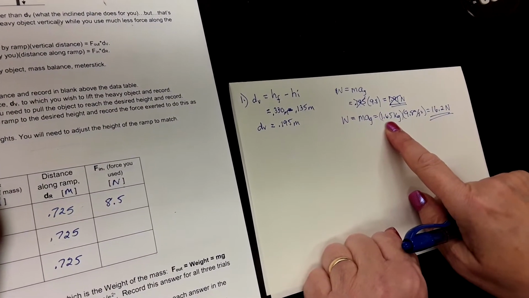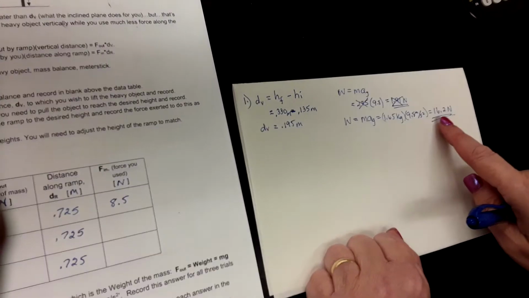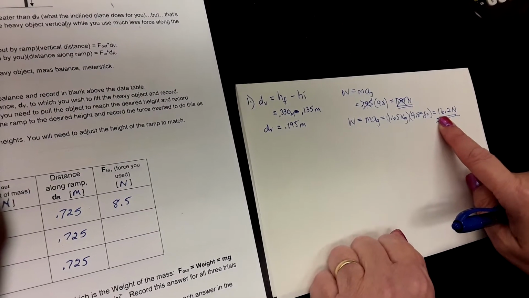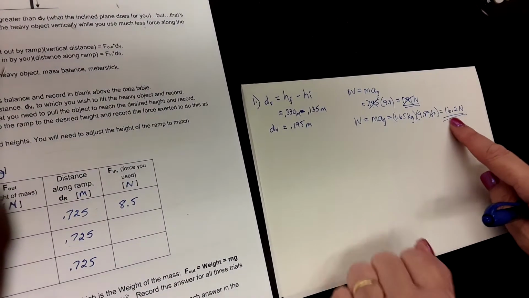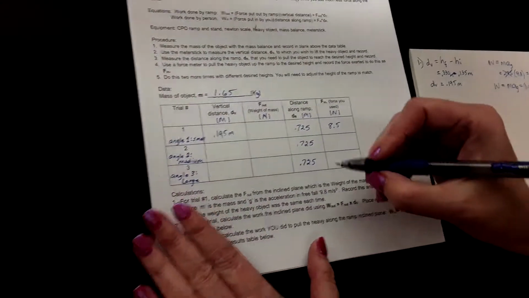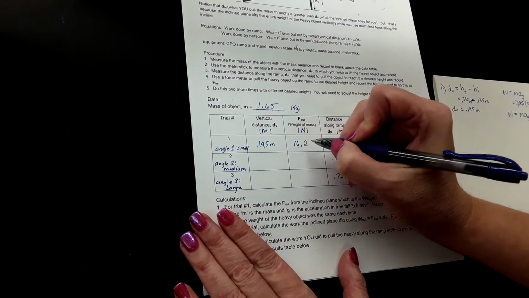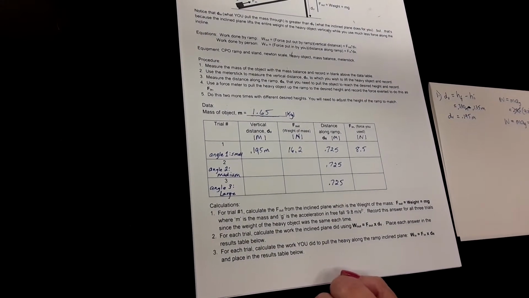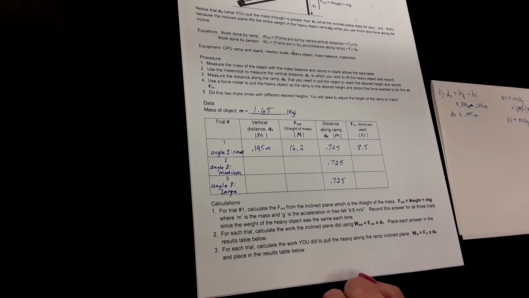Here's the mass multiplied by the acceleration in free fall. And actually we get 16.2 newtons that the incline puts out for us. That's the force the incline uses. So over here, we're going to put 16.2 newtons of force put out by the incline. Okay? Now, there we go. That's a little bit better, isn't it?